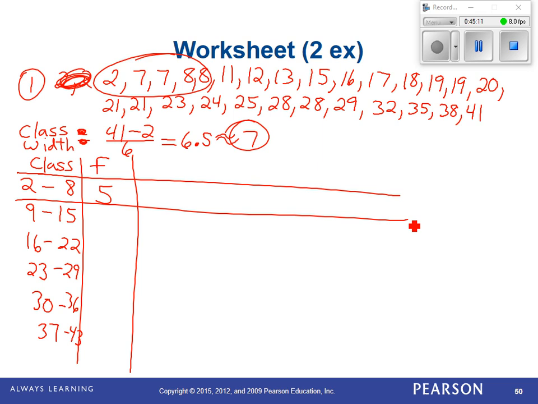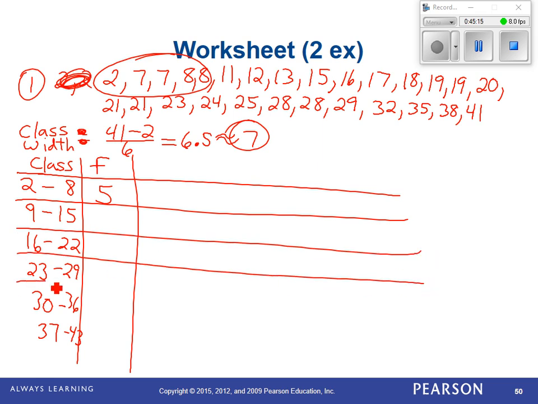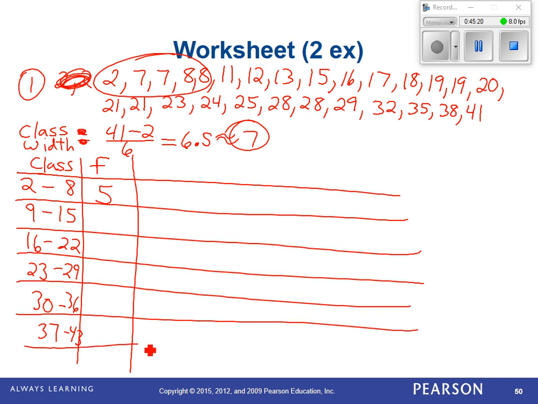I'm gonna draw this across here so we can keep them separate. 2 for the next one. Wait, no. 4 for the next one. 16 to 22. 8. 23 to 29. How many? 6. 30 to 36. 37 to 43.